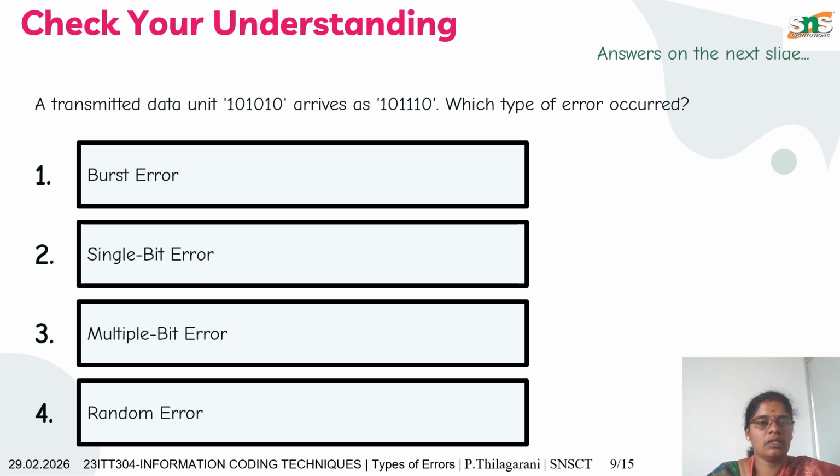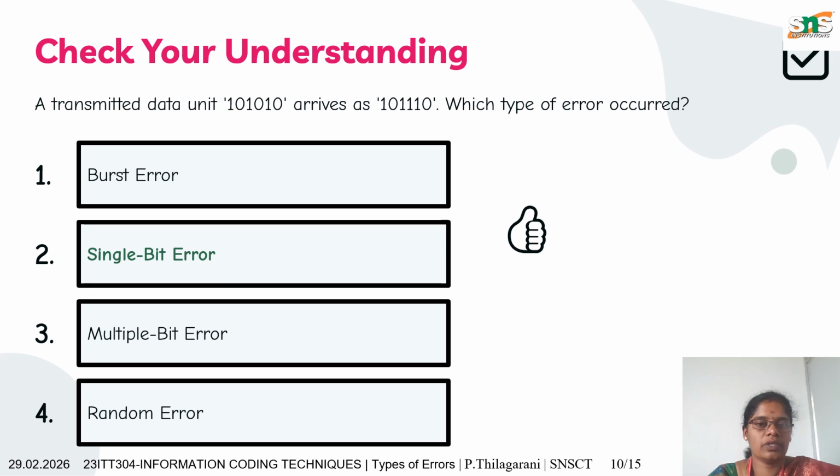Check your understanding. The transmitted data unit is 101010, and it arrives as 101110. Which type of error occurred? Is this single bit error, burst error, multiple bit error, or random error? Which one is correct? Here only one bit is changed, so this is a single bit error.